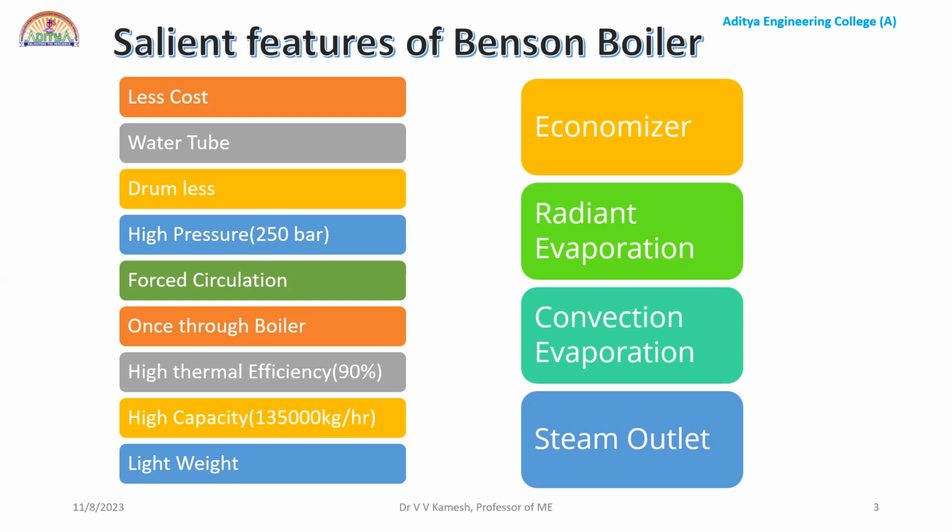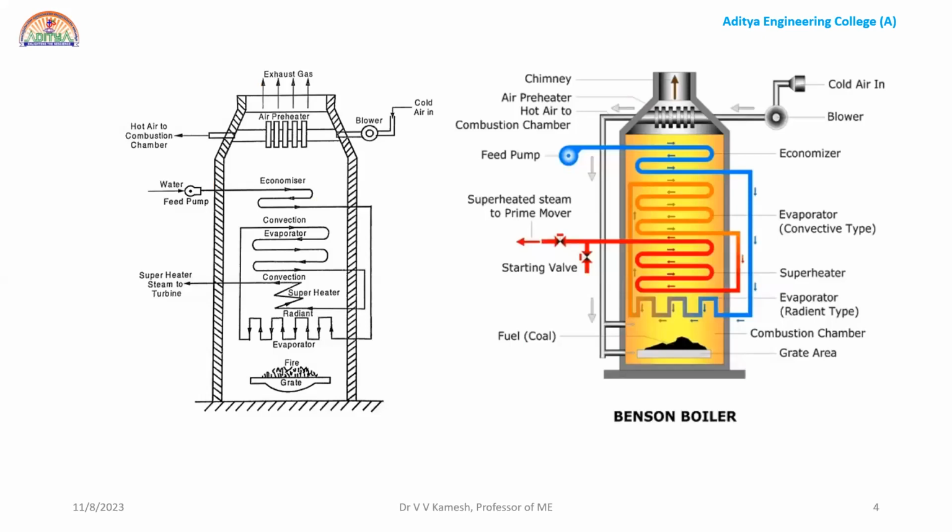The capacity is 1,35,000 kg per hour. And because the Benson boiler has only pipes and some surroundings, it is lightweight. The various important parts of a Benson boiler are, looking at the right side, the economizer, the radiant evaporator or evaporation process, the convection evaporation, and finally the steam outlet. Now we'll discuss in detail the structure of the Benson boiler.